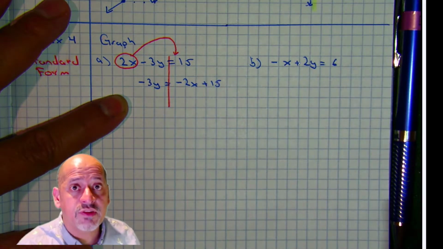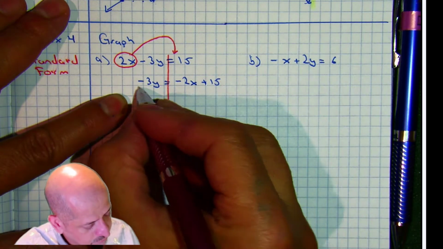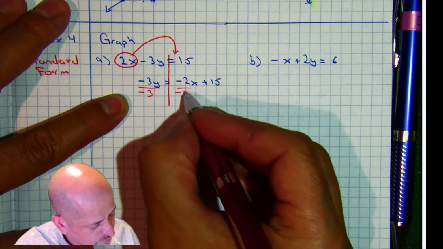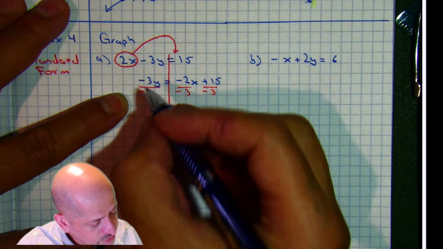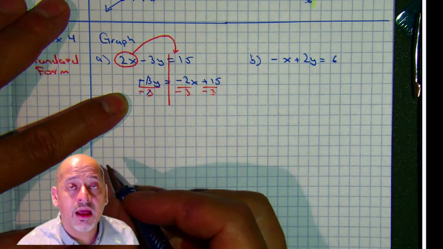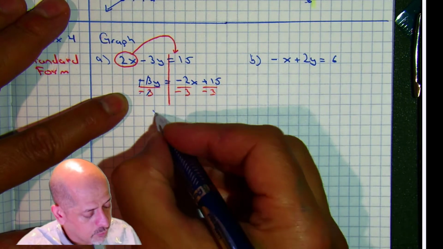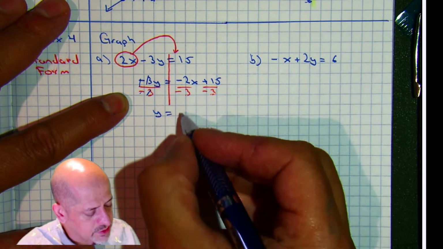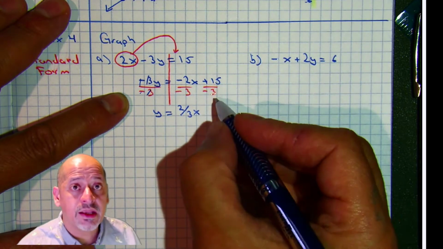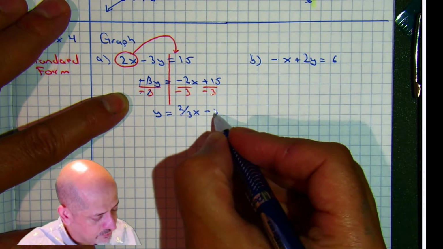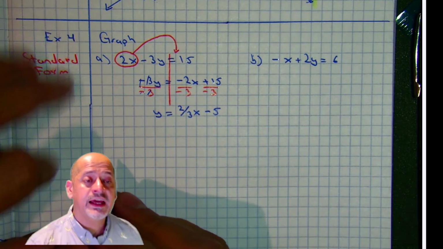And the last step is to divide by negative 3. To leave the y by itself, we're going to divide everything by negative 3. Now my 3's cancel, my negatives cancel, and now the y is by itself. Now we have y equals negative divided by negative is positive, so it'll be 2 over 3x. 15 divided by negative 3 is negative 5. And now we can graph it.